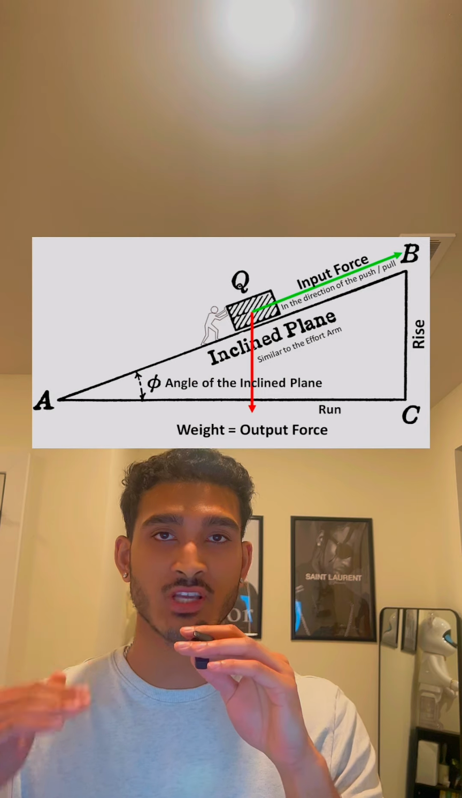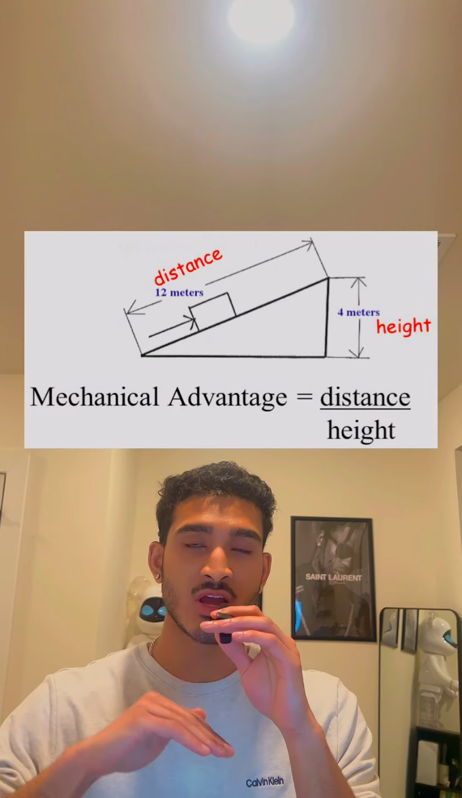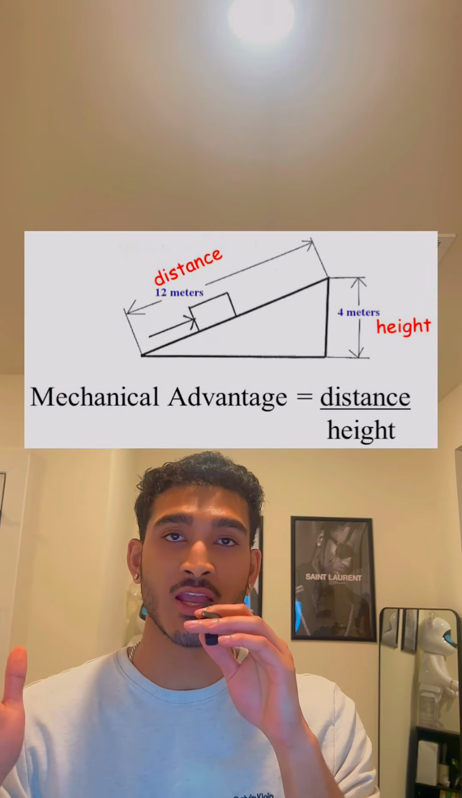Now, while on the topic of inclined planes, just know that the mechanical advantage is equal to the force output over the force input, and the efficiency is equal to the work output over the work input. However, a trick to calculate the mechanical advantage would be to simply take the distance traveled along the plane divided by the height of the plane.